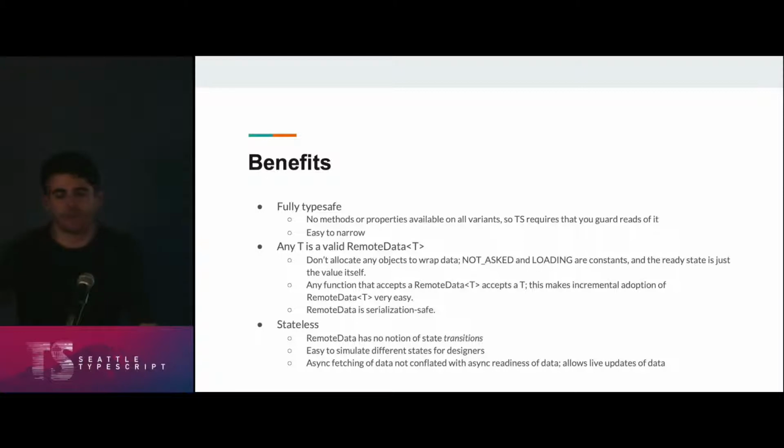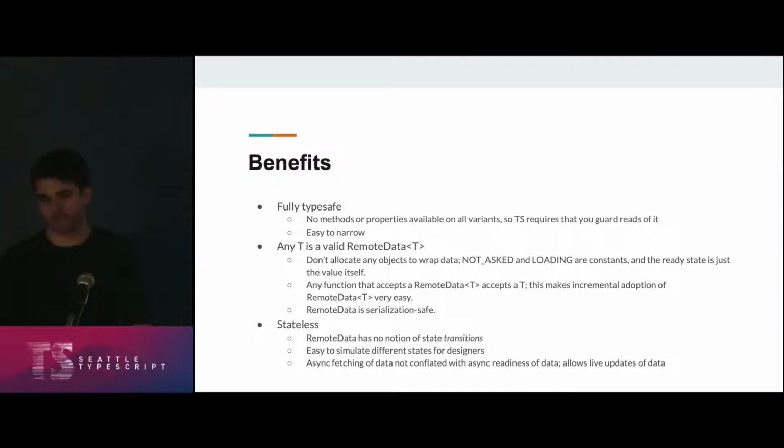I mentioned already, if you were passing a T to some function, and that function switches to accepting a remote data of T, the calling code doesn't have to change. So you don't see the need for pull requests that have to go touch 50 files because one widely used function now wants to support its own internal asynchronicity. Everyone that was calling it before is fine calling it still.